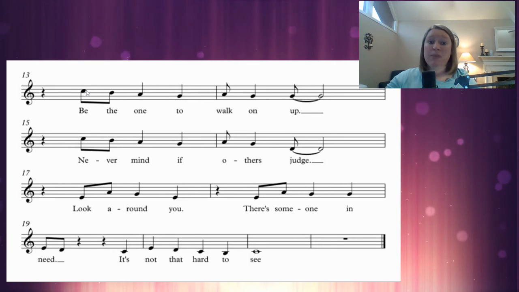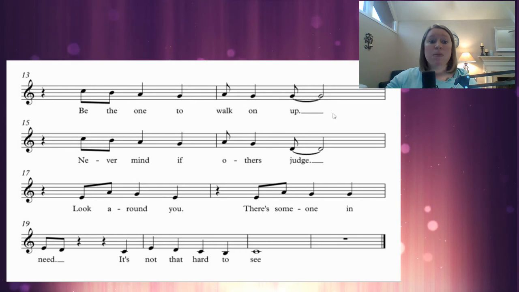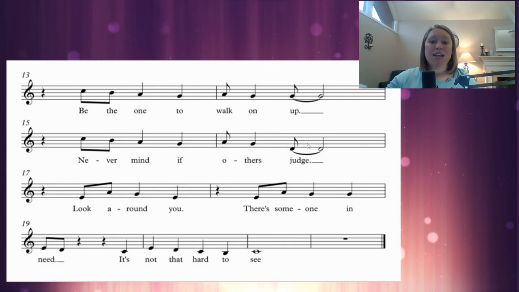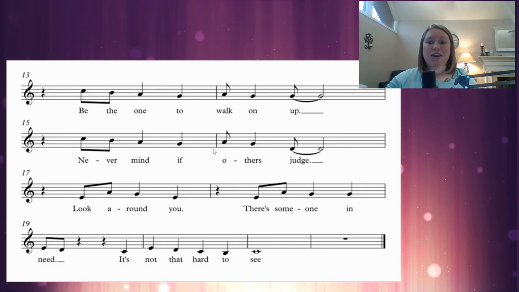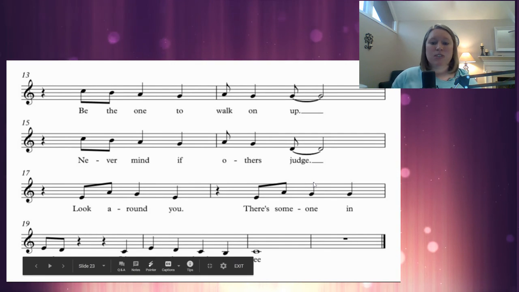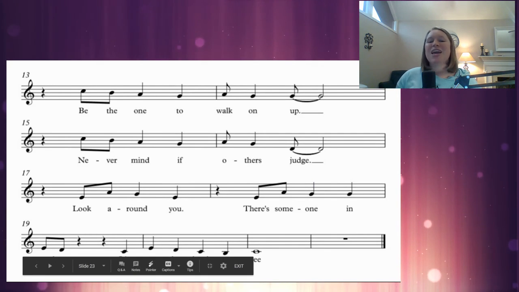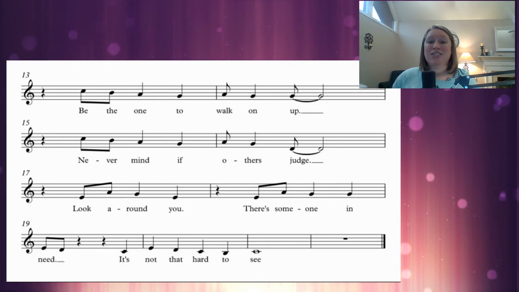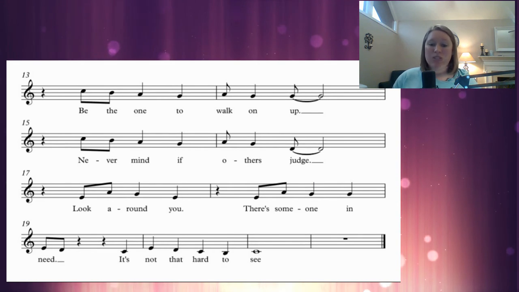So repeat after me. Be the one to walk on up. Your turn. Be the one to walk on up. Very good. Never mind if others judge. Your turn. Never mind if others judge. My turn. Look around you. There's someone in need. Oops, it's covering need. It's going to go away. There it is. It's not that hard to see. Your turn. It's not that hard to see.